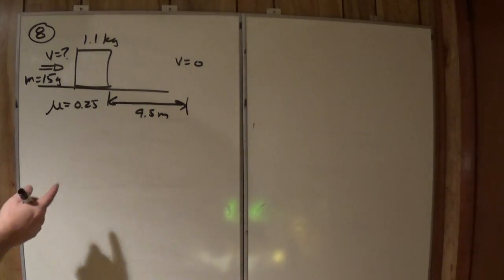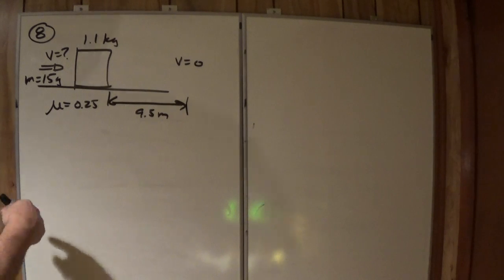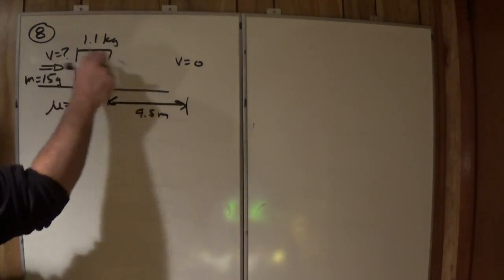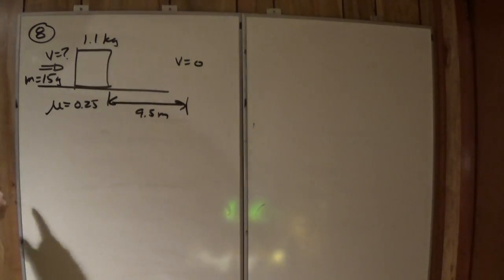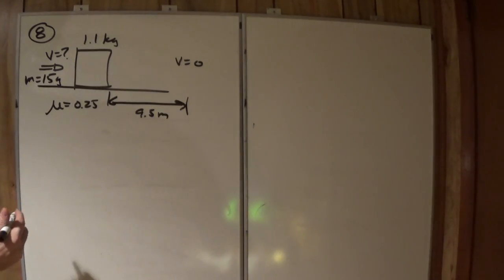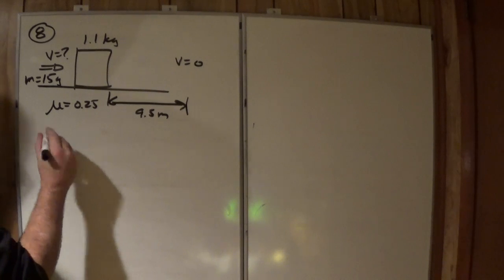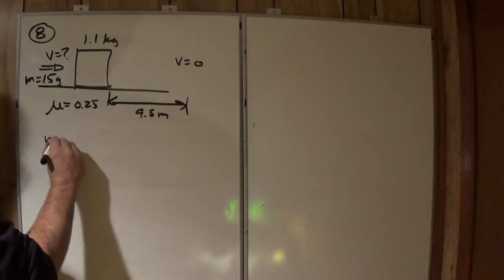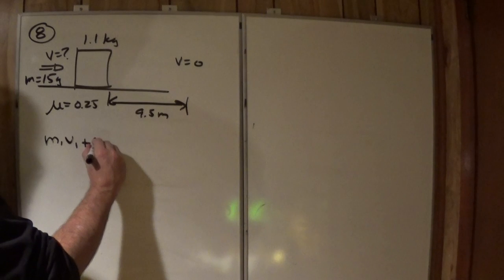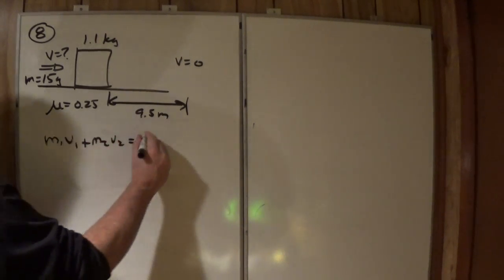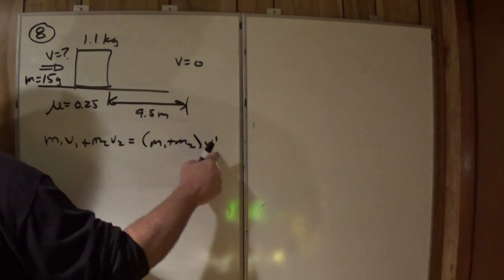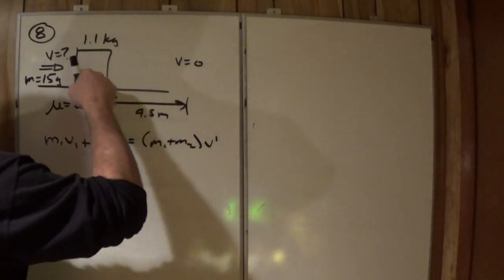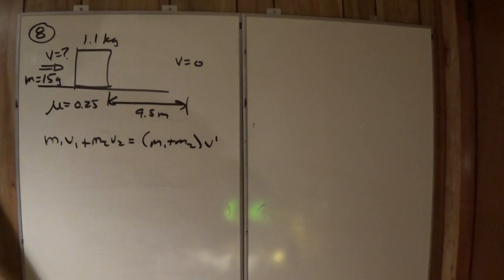Well, what we have to do is understand this is a totally inelastic collision, so the bullet and the block become a single object and they slide off together for 9.5 meters before coming to a stop. So we could say m1 v1 plus m2 v2 equals m1 plus m2 times v prime, where v prime is the velocity of the bullet and block as they're sliding together across the floor.